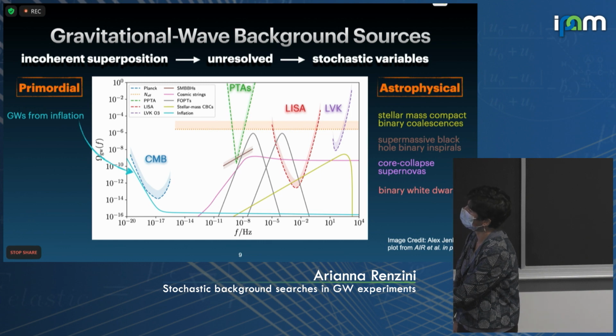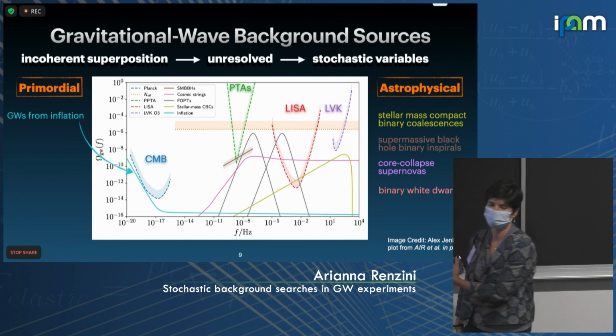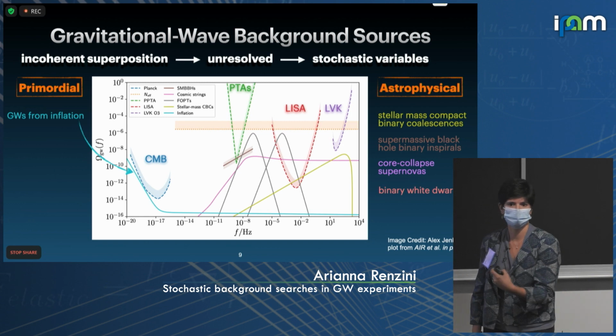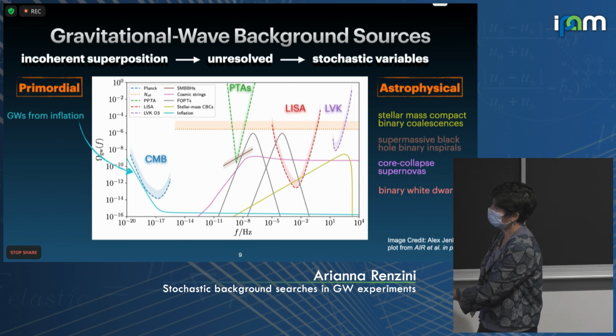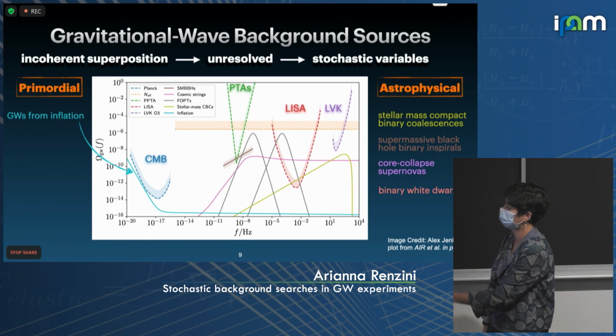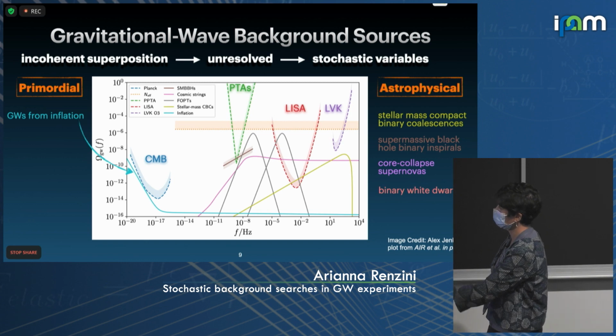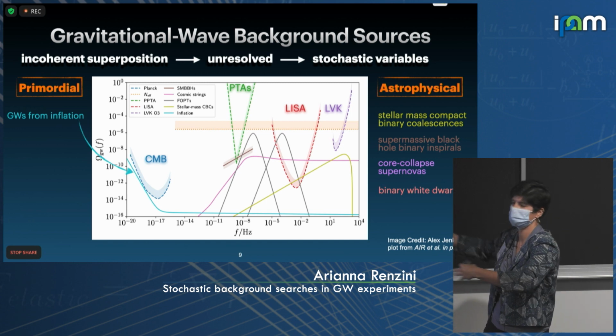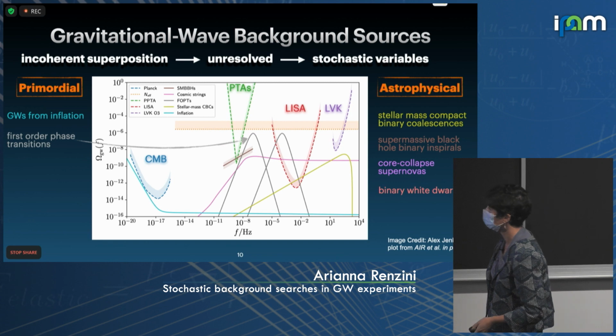And it's mostly probed by the CMB, in the sense that the CMB measurements of the temperature fluctuations will constrain gravitational waves in the lower end of the frequency spectrum. But of course, in principle, you could constrain it with all the measurements just because it should be on at all frequencies.